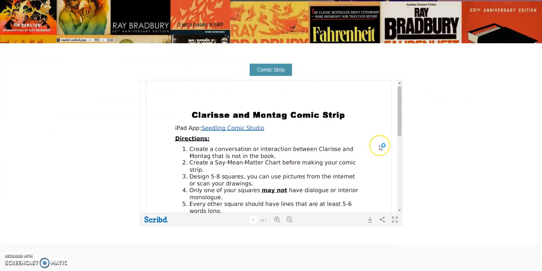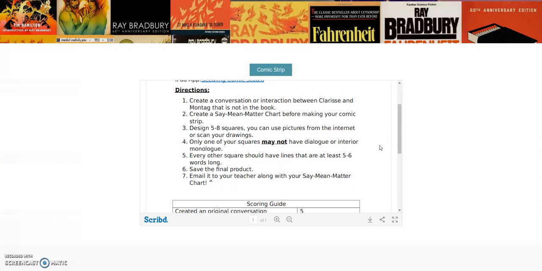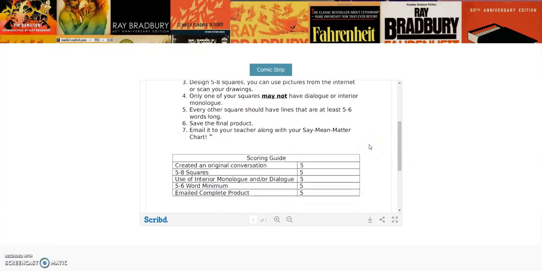It's really easy to use, and you can use it on your phone or your iPad. And so they'd be creating a conversation where they show Clarice interacting with Montag, but it's not something that they see in the book, so it's completely their own idea. So maybe something that they wanted to hear one of them say. They'd also be using a say mean matter chart, and then that would be the base for their 5 to 8 squares that they're going to be doing. They can scan the drawings and upload them, or they can use pictures from the internet.